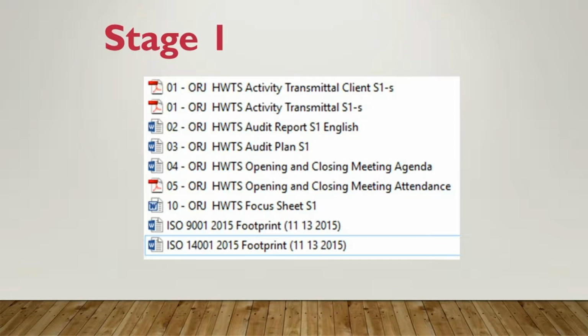First off, let's talk about these documents for Stage 1 or S1. This is the set of documents that you must upload to Intact. Notice how the documents were named. ORJ means Orion Register Japan. And next you can see the abbreviation for your client, Hogwarts in this case. Then the name of the format. In this example, the client will certify their ISO 9001 and ISO 14001 integrated system.